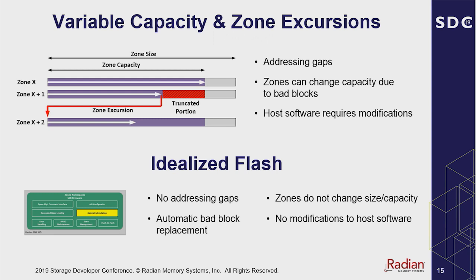Idealized Flash combined with ASL solves all of these problems. It eliminates the need for any LBA gaps, such that for every zone that ends with LBA n, the next zone begins at LBA n plus 1. Bad blocks are automatically replaced transparently to the host. Zones never vary from their configured size and capacity. And it only requires a couple of percent of over-provisioning. And best of all, no modifications to host software are necessary.